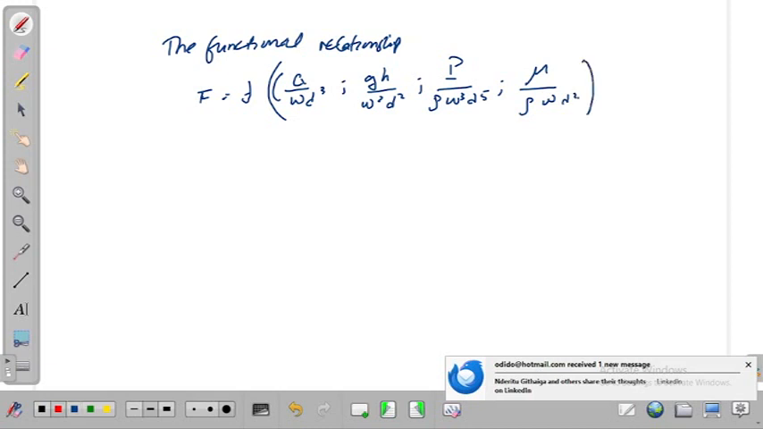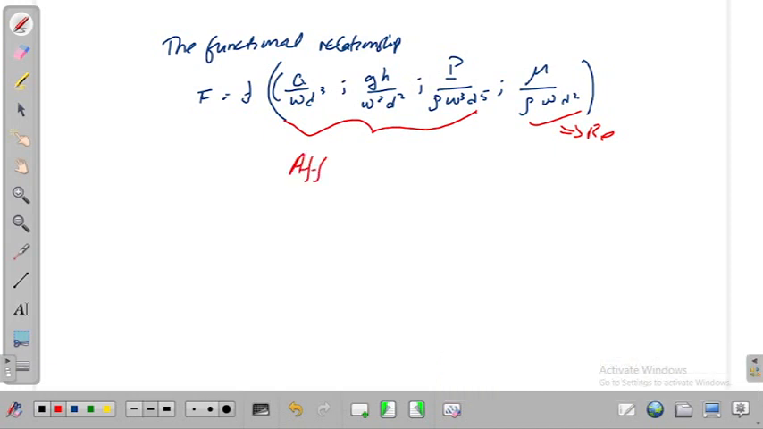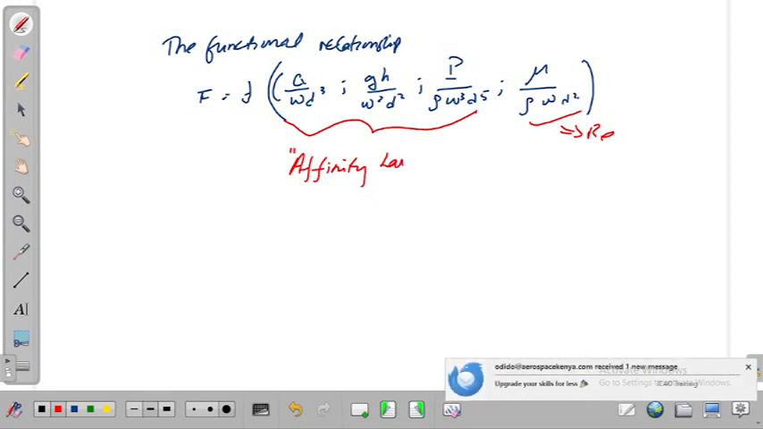So this we have said is the Reynolds number, and these terms are usually called the affinity laws, which describe the behavior of the turbomachine. There is a physical significance of these dimensionless groups, and we can explore them further.